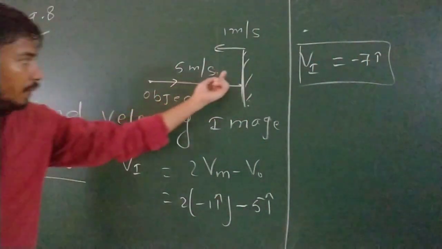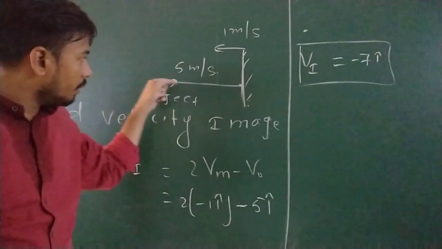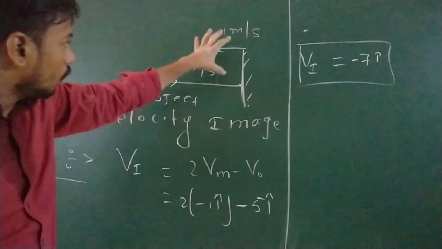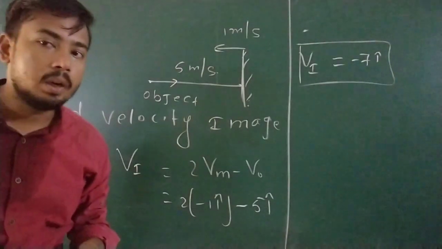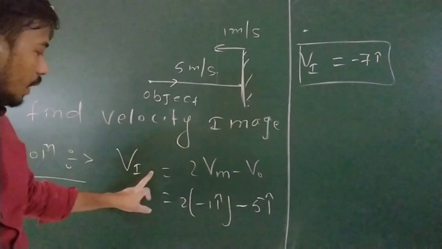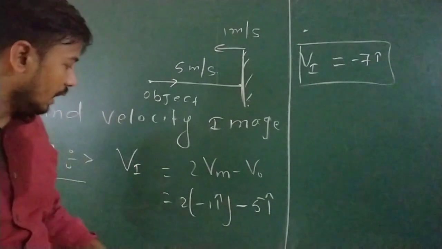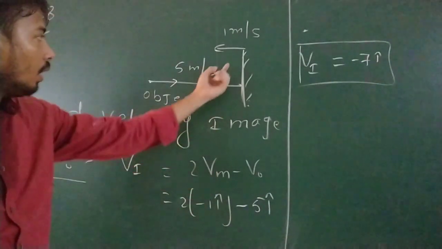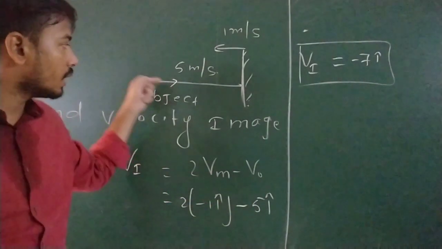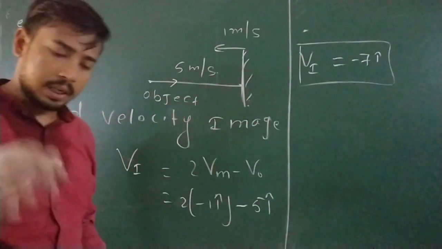Again I am telling you, see. Here the mirror is going along the negative x direction with 1 meter per second. The object is coming with 5 meter per second in the positive x direction. All those components are perpendicular to the mirror. So we can write velocity of image in the perpendicular direction is equal to 2 times velocity of mirror minus velocity of object. 2 into velocity of mirror along the negative x-axis, so minus i cap, minus velocity of object along the positive x-axis, 5i cap. Total becomes minus 7i cap.